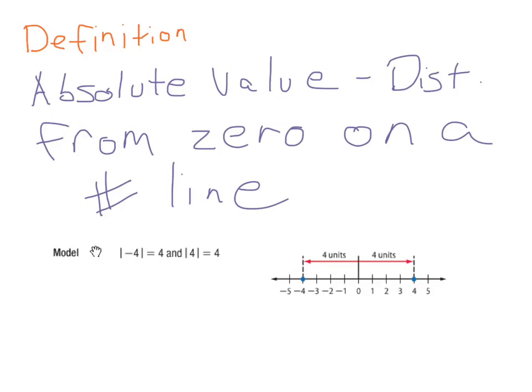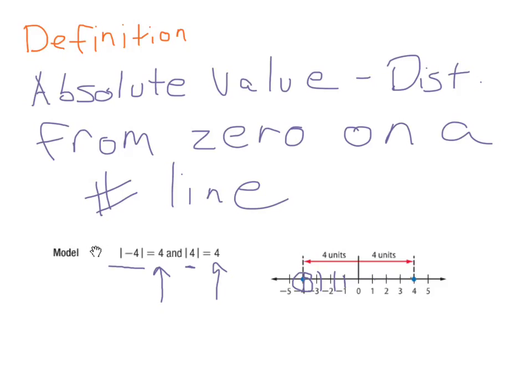Okay, so what that essentially does is that says we're concerned only with the distance and not whether this thing is positive or negative. So in the example here, we see that we have the absolute value of -4. The absolute value of -4 is 4 because the value -4 is 1, 2, 3, 4 units away from 0. The absolute value of +4 is also 4 because it is 1, 2, 3, 4 units away from 0.